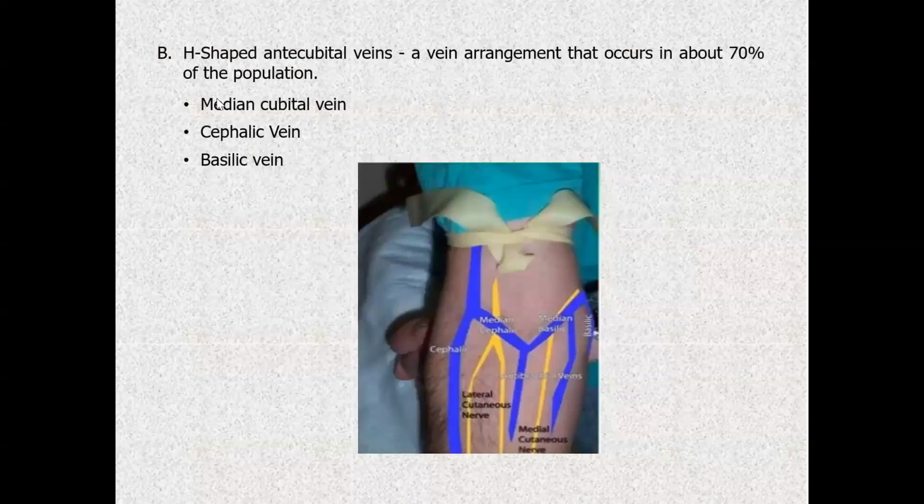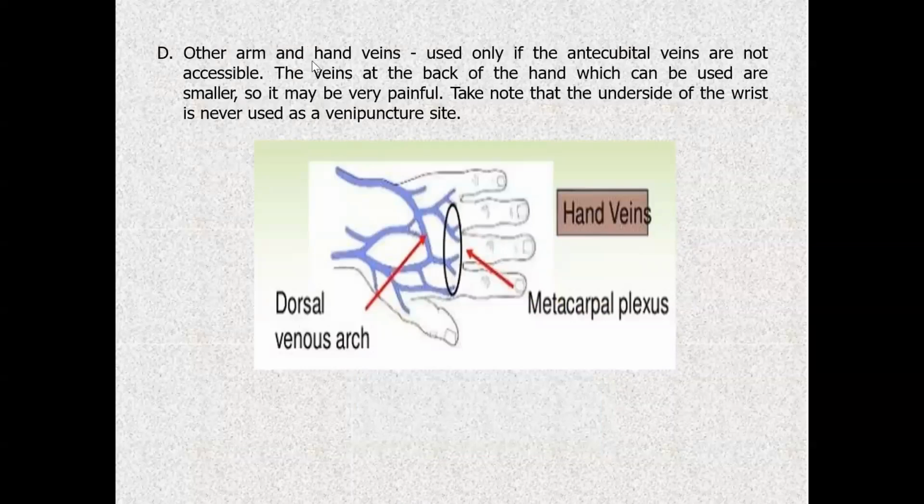Okay. Other area, we have the arm, hand veins. So these are only used when the antecubital veins are not accessible. So these are the veins at the back of the hands. And class, we have the metacarpal plexus and the dorsal venous arch. Ito class.